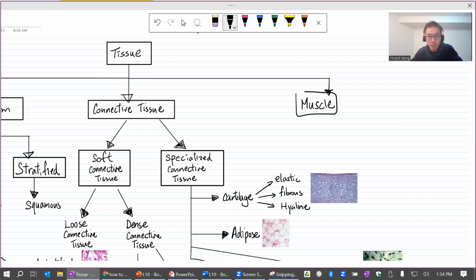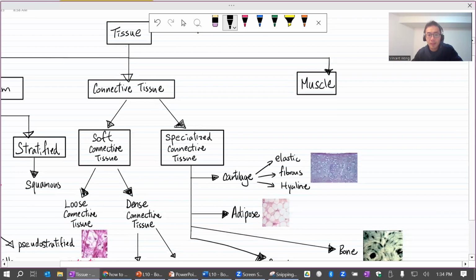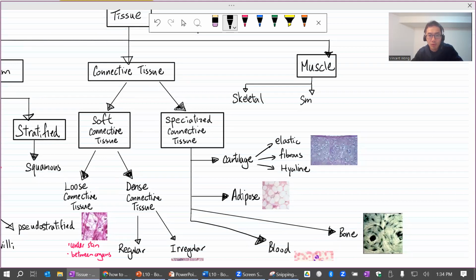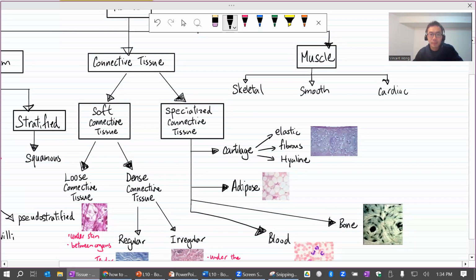Muscle is a type of tissue. Okay. So we have 3 types of muscles: skeletal, smooth, and cardiac. Okay.